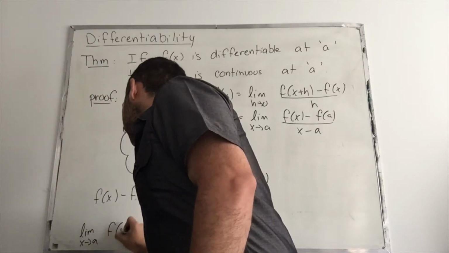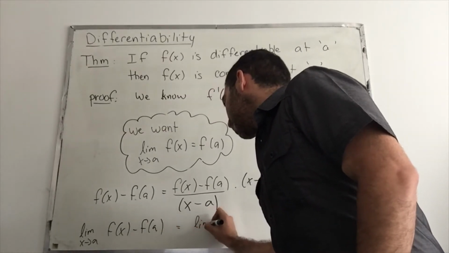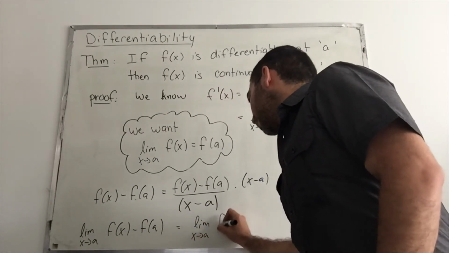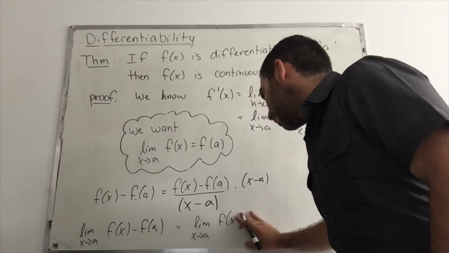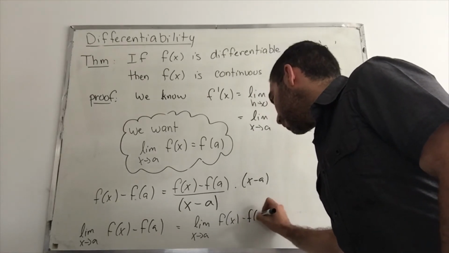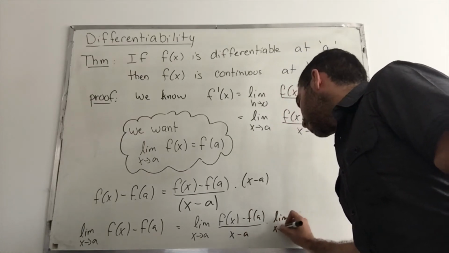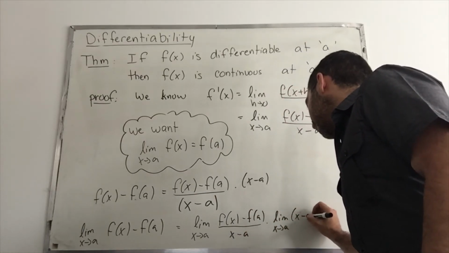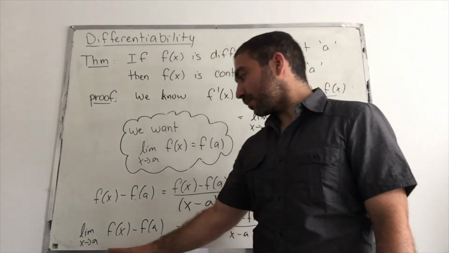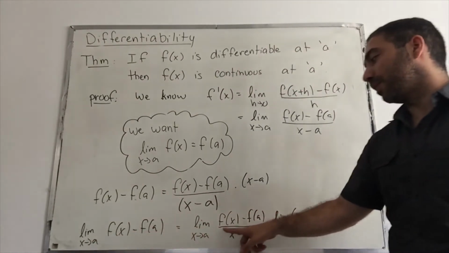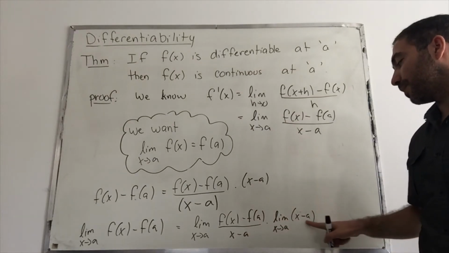Okay. So if I put the limit in front of this side, the limit as x approaches a of f of x minus f of a, this is equal to the limit as x approaches a of f of x minus f of a, all divided by x minus a, times the limit as x approaches a of x minus a. So the limit of this difference is equal to the limit of f of x minus f of a over x minus a times the limit as x approaches a of x minus a.